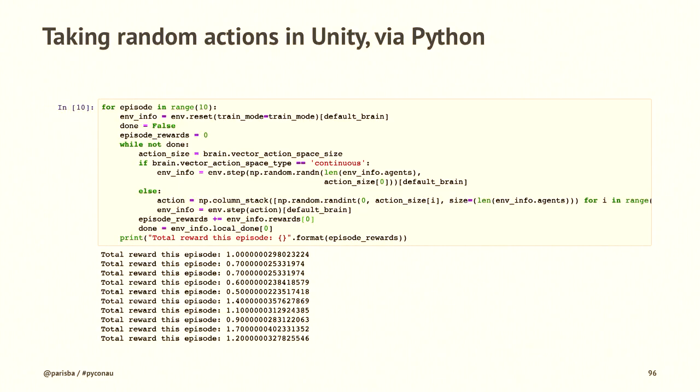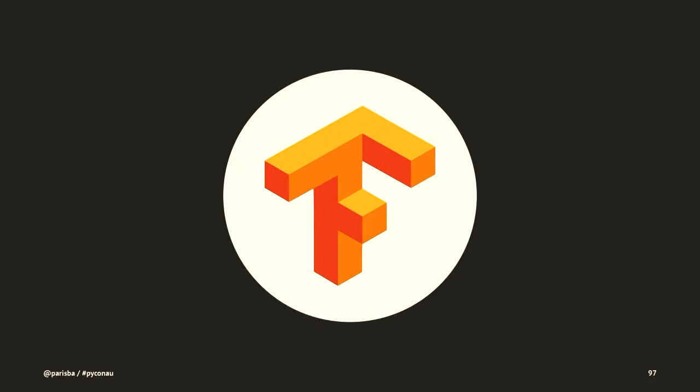So this code, for example, takes random actions based on the action space of the brain and then reports back on the progress. And this is just running in a Jupyter notebook. So you can fully incorporate a simulation environment in whatever you're doing in Python and use that for whatever nefarious purposes you need. This is very powerful because you have access to this full simulation glory of Unity. So all sorts of amazing things are achievable when you combine TensorFlow and Python with Unity.